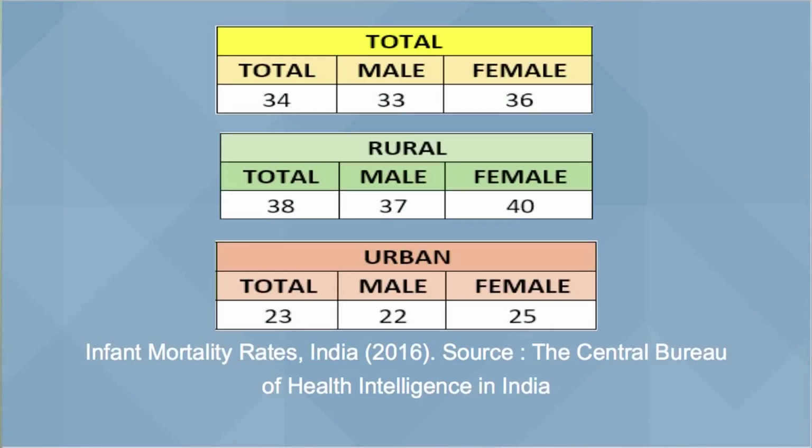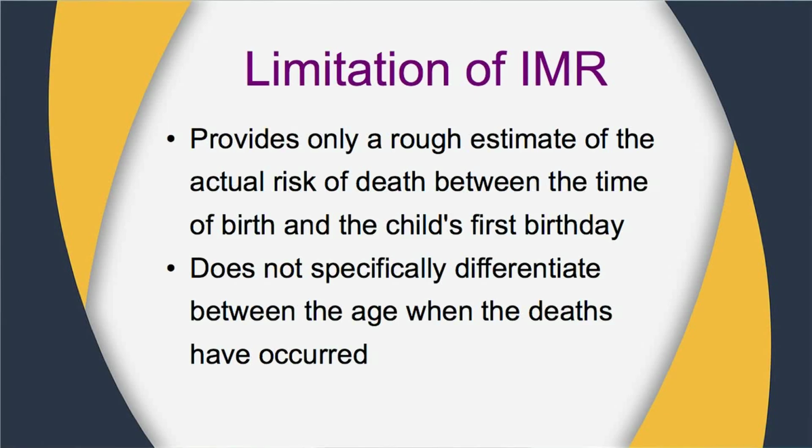As you can see from the figure, there is a discrepancy not only in terms of gender but also in ways of living. The urban and rural population is quite distinct from each other when portraying infant mortality. However, the infant mortality rate only provides a rough estimate of the actual risk of death between the time of birth and the child's first birthday, because it does not specifically differentiate between the age when the deaths have occurred. This can be considered as its major limitation.